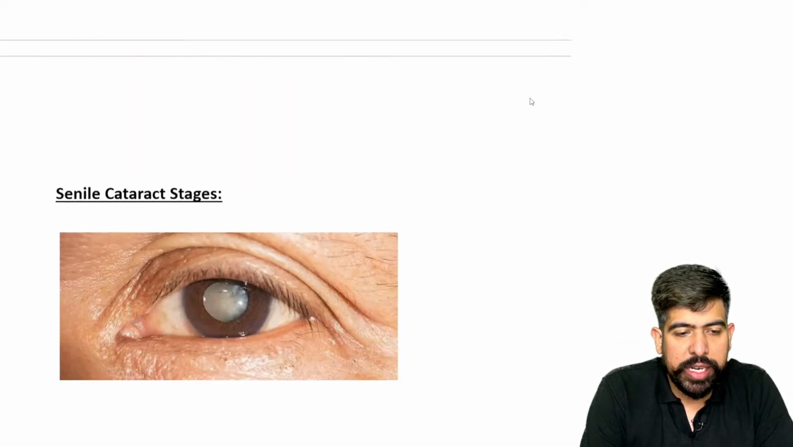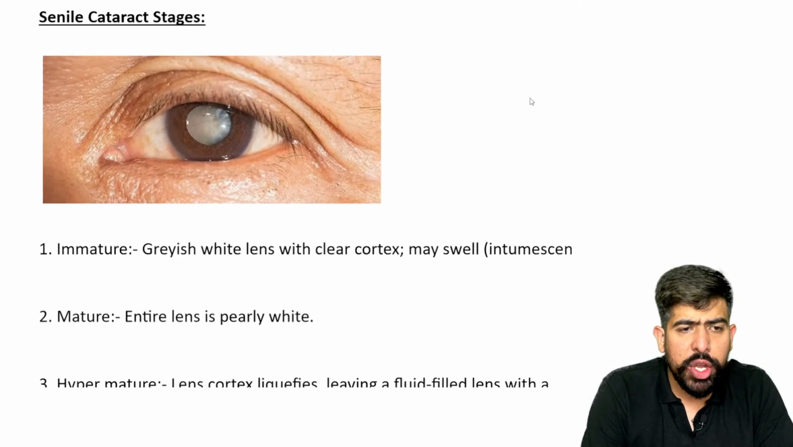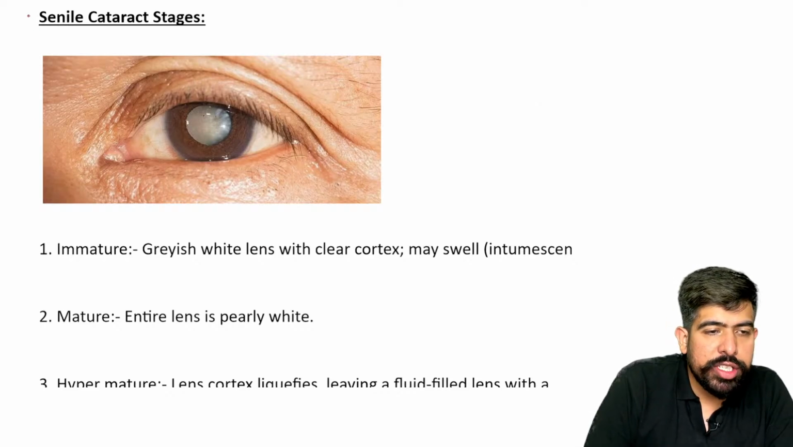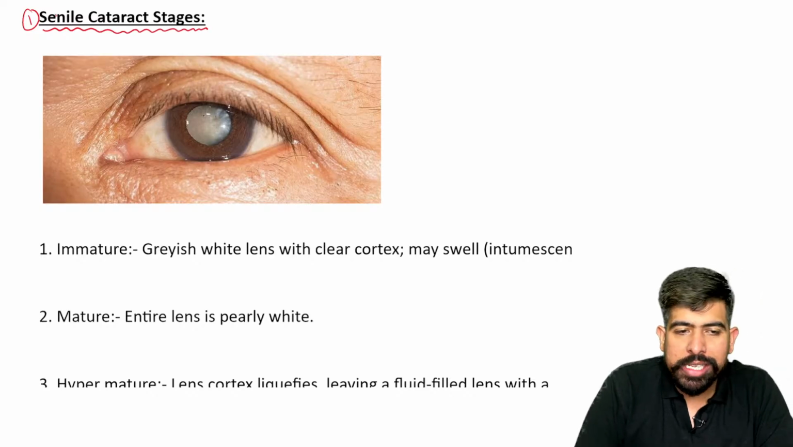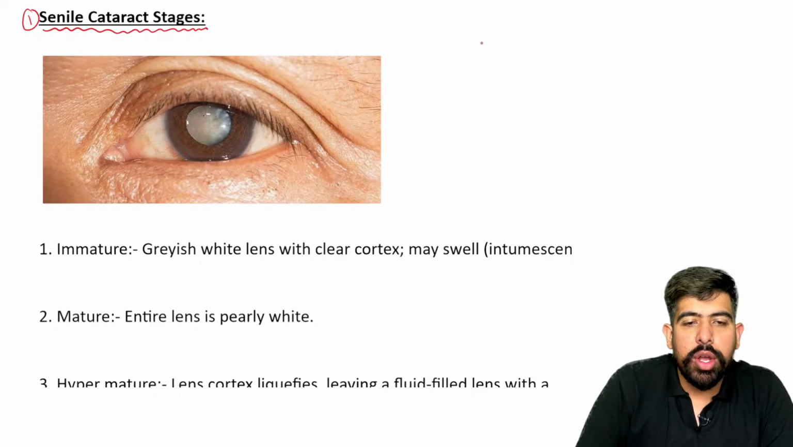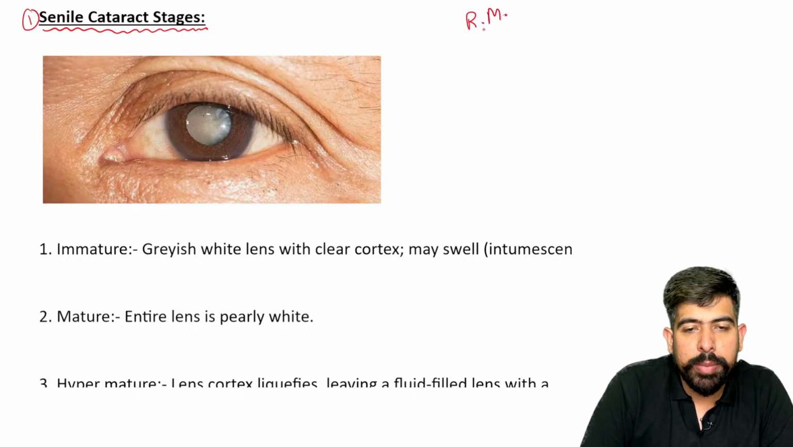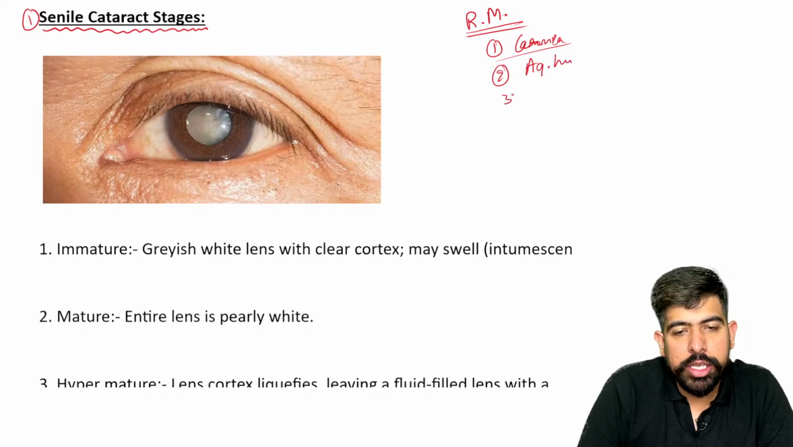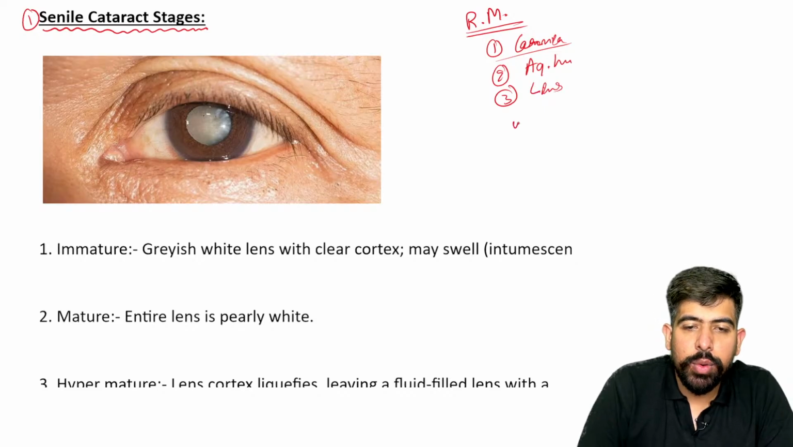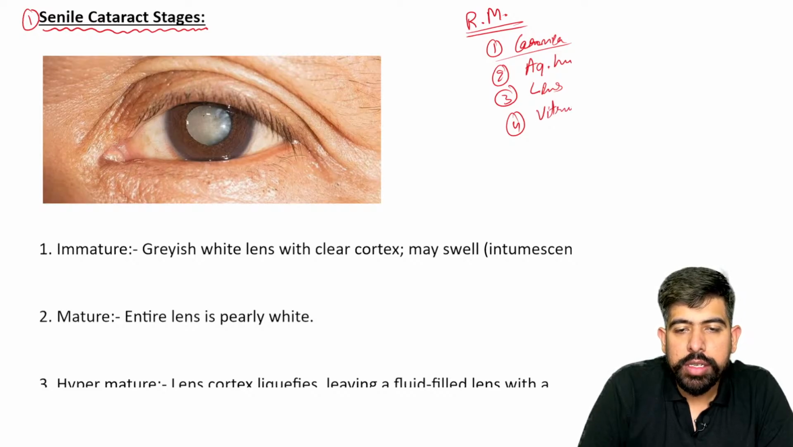Okay, now after the risk factors, guys, we start with the cataract types, starting with the first one, senile cataract. By the name only you understand, senile means old age. So an old age patient gets cataract. As I already told you, all these are refractive media. I hope you remember, I'm revising it. First is the cornea, second is the aqueous humor, third is the lens, and the fourth is the vitreous.